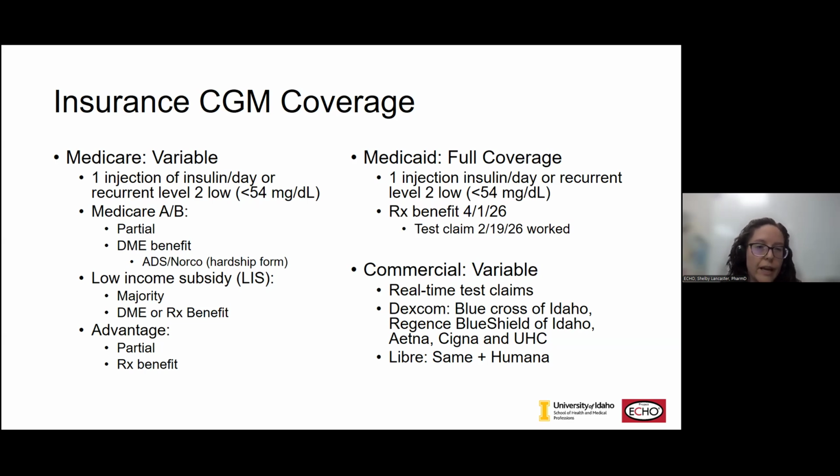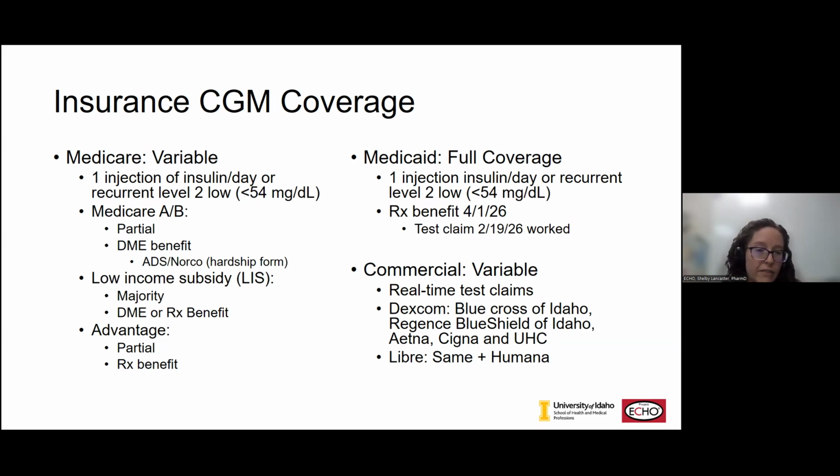If they have just an A and B plan without a pharmacy plan, this is partial coverage and usually at the DME benefit. So getting patients set up with a DME supplier, we tend to use Advanced Diabetes Supply or Norco. Some of them have hardship forms to allow for them to report their income and help reduce the out-of-pocket costs for them. If the patient does have low income subsidy or LIS, it does cover the majority, if not all of it, and that could be either a DME or an RX benefit. I'm seeing it more pushed towards the pharmacy benefit.